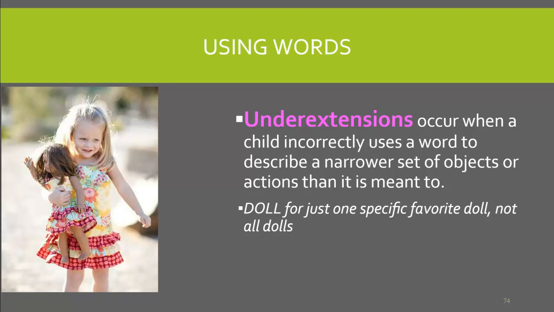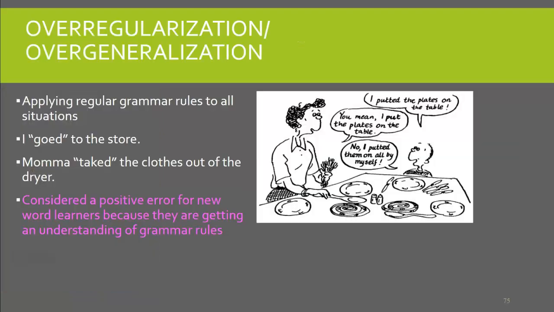In underextension, they're incorrectly using that for a narrow set of objects. So they say they want their doll. They don't mean any stuffed animal. They mean a very specific favorite doll.